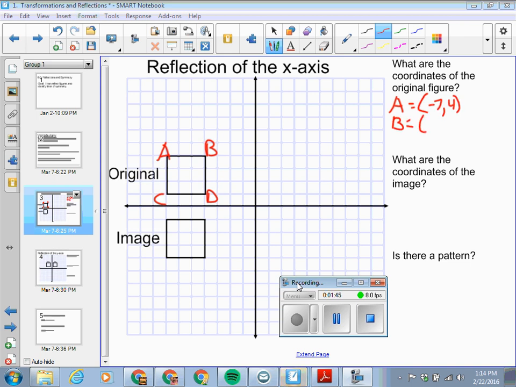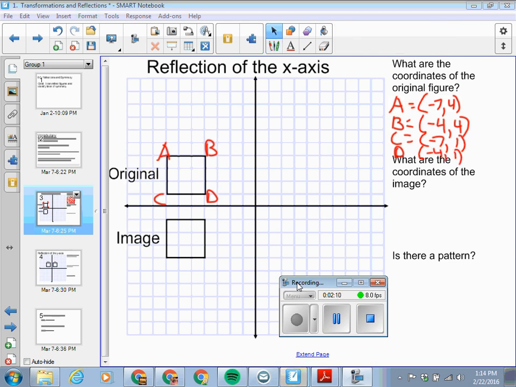And point B is at negative 4, 4. You guys can't see it, but I'm actually taking the pen, my marker to the smartboard here and counting as I go. Point C is at negative 7, 1. And then point D is at negative 4, 1.